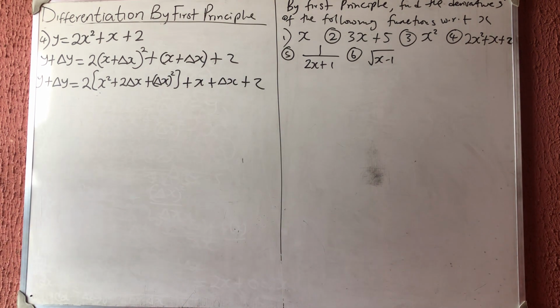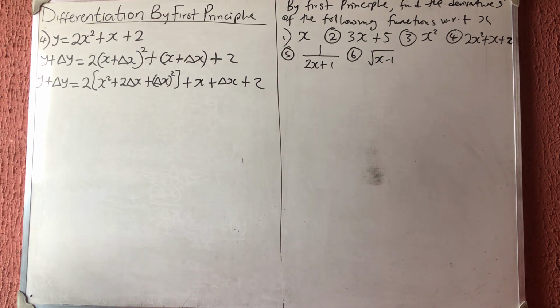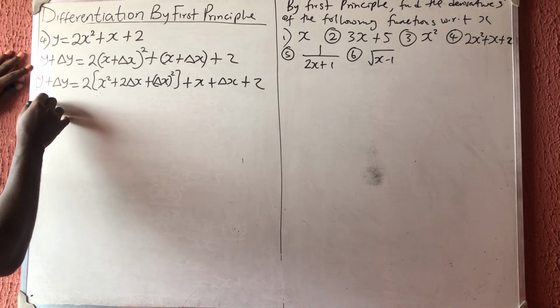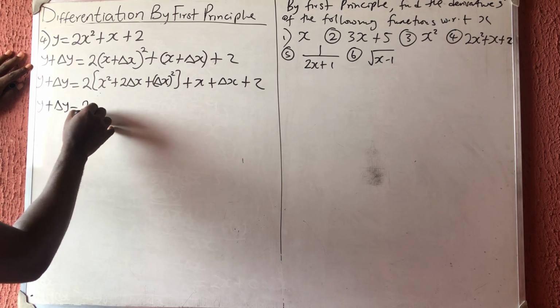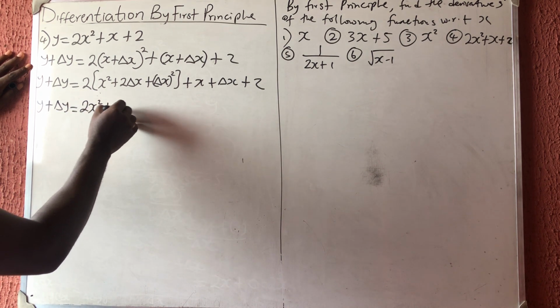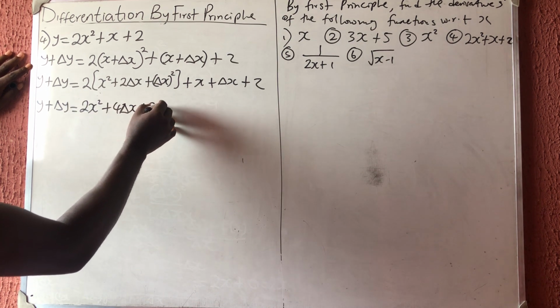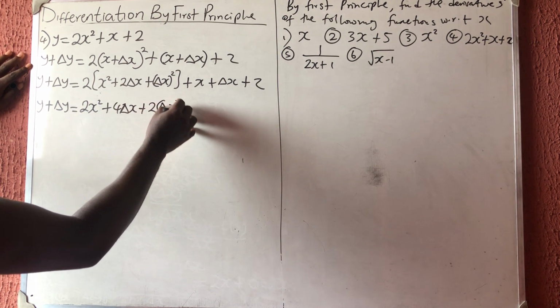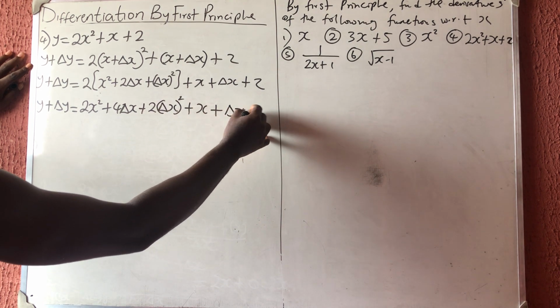So what do we now do? Collect items. Let this one stay alone. This one will move here. But before that, I'm going to have that y plus change in y is equal to 2 times x squared, 2x squared, plus 2 times 2 change in x, 4 change in x, plus 2 change in x all squared, then plus x plus change in x plus 2.